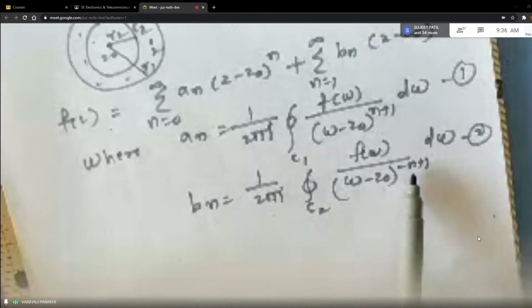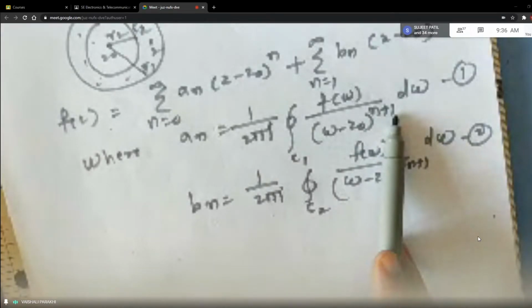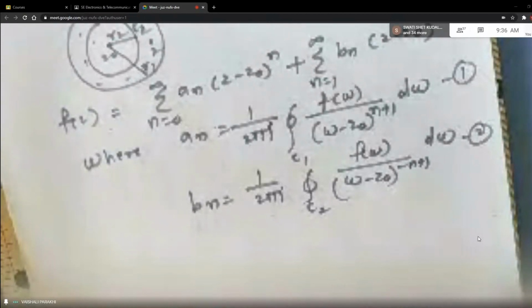And what is the difference? If you see in the denominator, the power is minus n plus 1. Here it is plus n plus 1. That is the only difference you can see in this formula. The proof of this is not involved in your syllabus, so we can proceed with the problems.